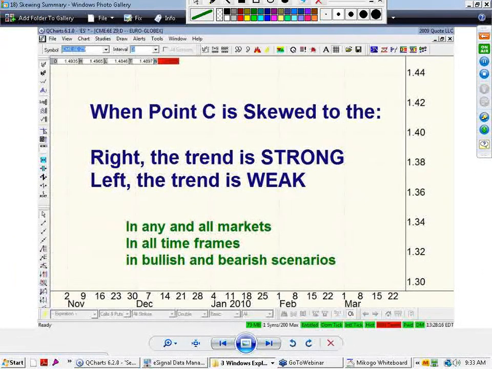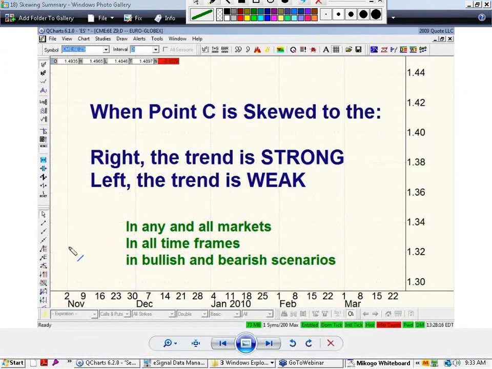Okay, so to summarize, when point C is skewed to the right, the trend is strong. When point C is skewed to the left, the trend is weak. And this works in any markets and in all time frames, in both bullish and bearish scenarios.